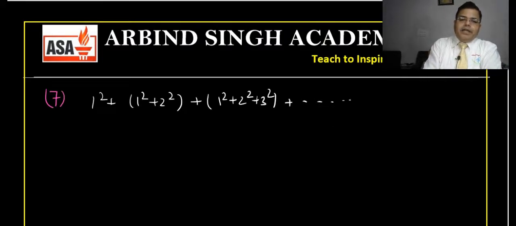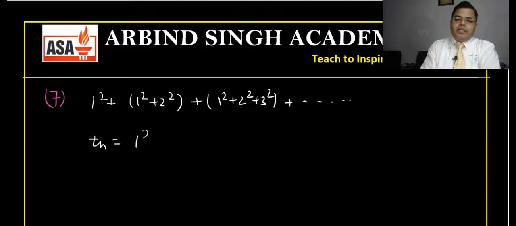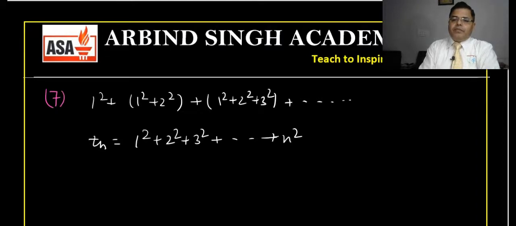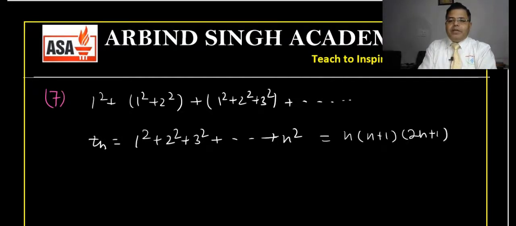So here the nth term is given. The first term is 1 square, and the second term contains two terms, the third has 3 terms, the fourth has 4 terms, like that. So the nth term must be 1 square plus 2 square plus 3 square up to n square, because the second term goes up to 2 square, the third term up to 3 square, the fourth term up to 4 square. So the nth term must go up to n square, and that can be written as n into n plus 1 into 2n plus 1 upon 6.